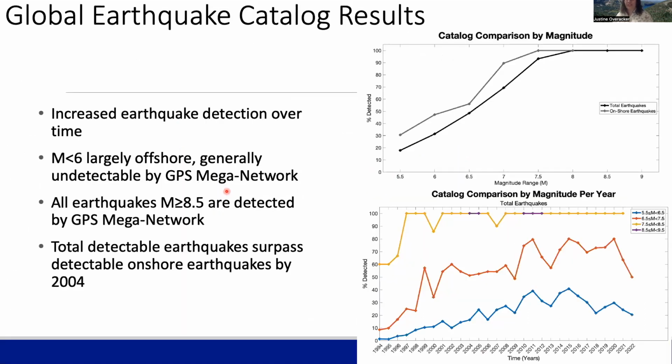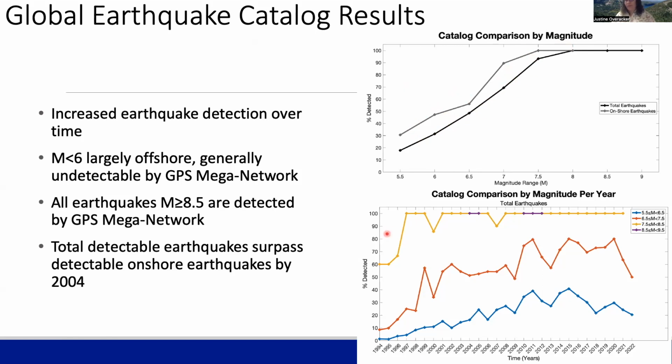We can take a closer look at some of the numbers. The top here is a breakdown of earthquakes seen by the GPS mega network compared to the NEIC catalog as far as percent detection goes. So the gray is onshore earthquakes, the black is total earthquakes. So again, onshore earthquakes do slightly better. But more importantly, earthquakes over magnitude 7.5 do a lot better. And by 8, everything is detected.